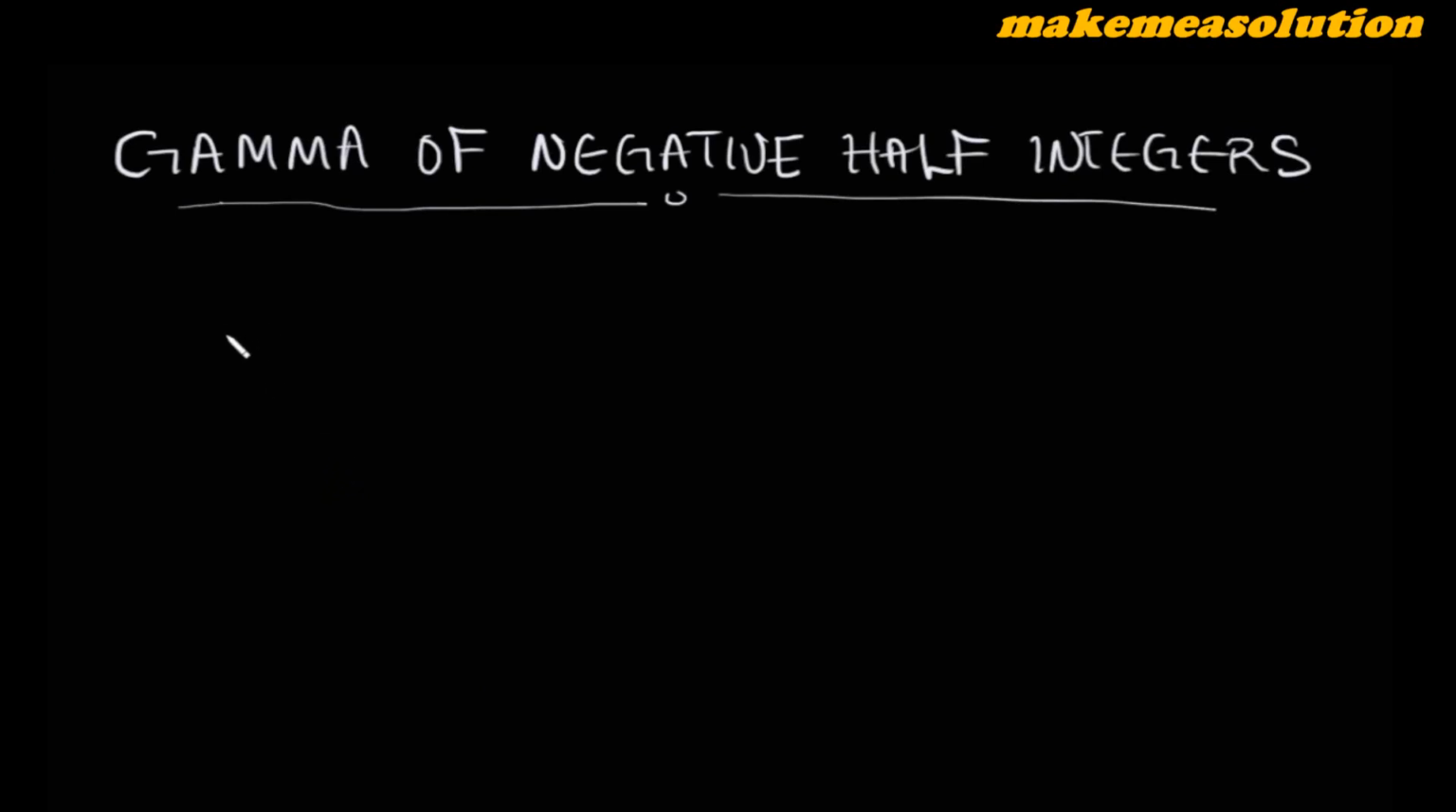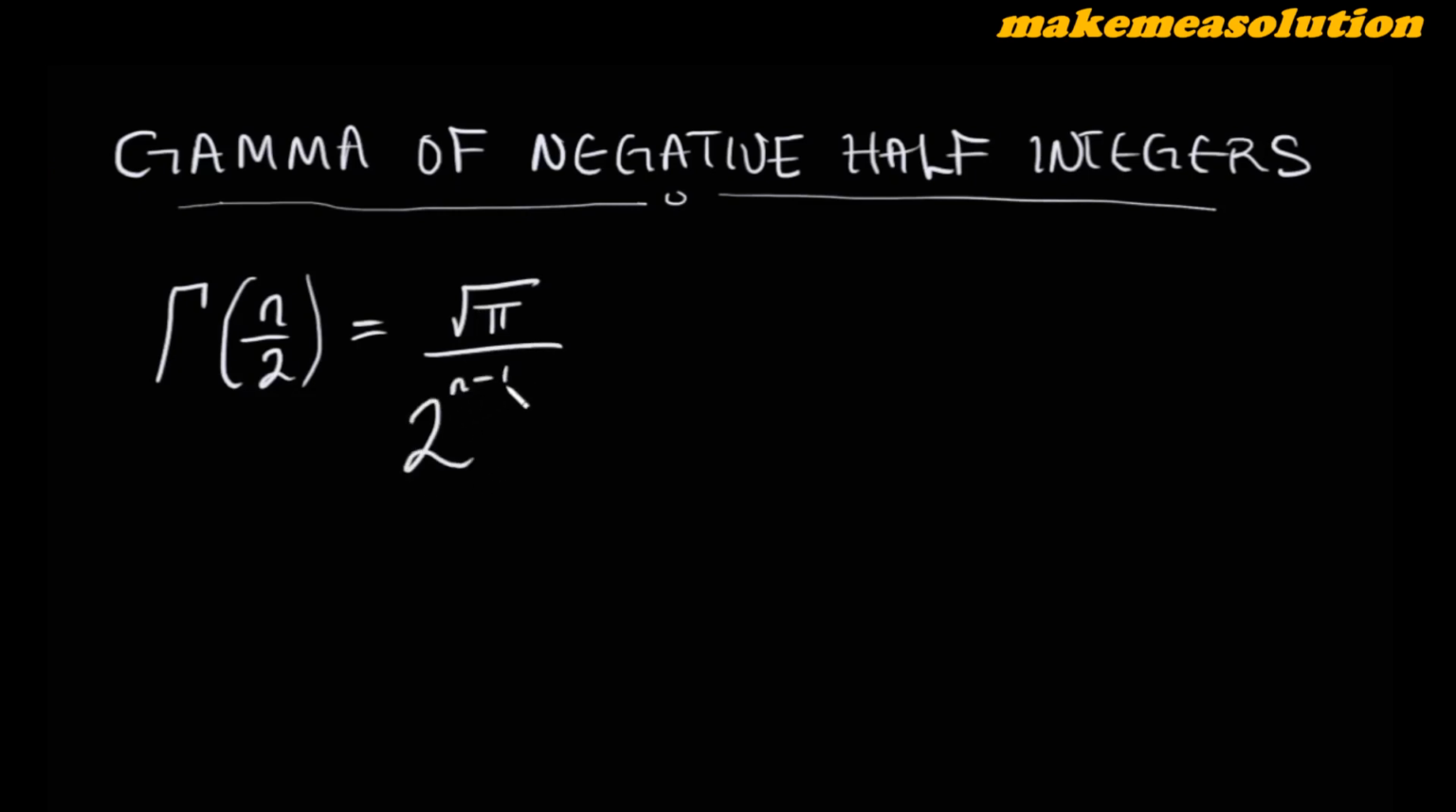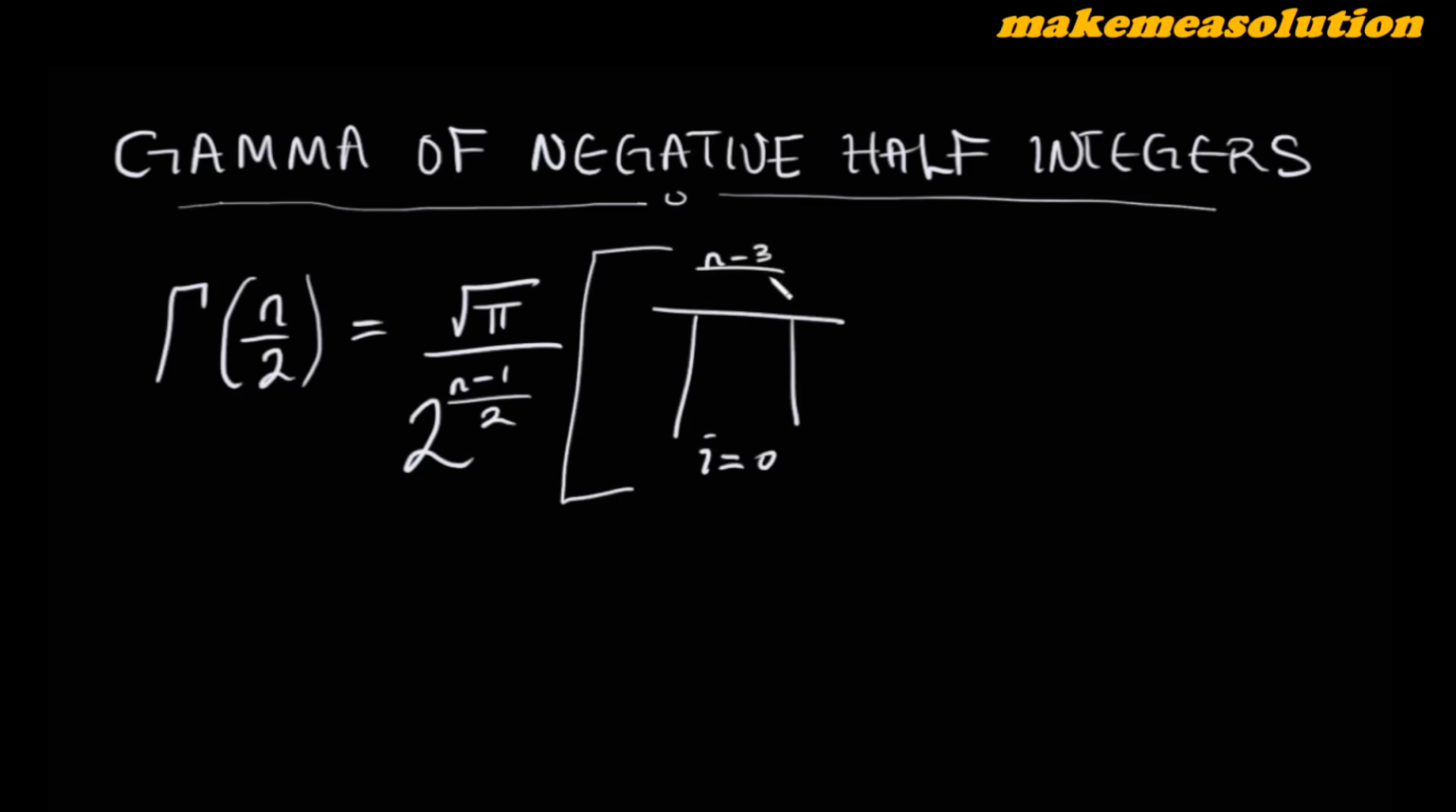Now in the last class we learned about the gamma of positive half integers. We devised a formula, if you can remember, that gamma of n over 2 is given as root pi divided by 2 raised to the power of n minus 1 over 2, multiplied by the product operator pi from i equals 0 to n minus 3 over 2 of 2i plus 1. So this formula is valid and works best when n is greater than or equal to 5.